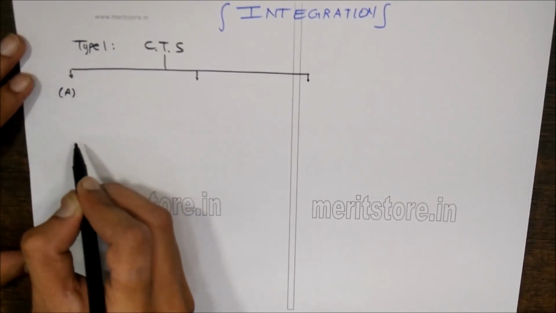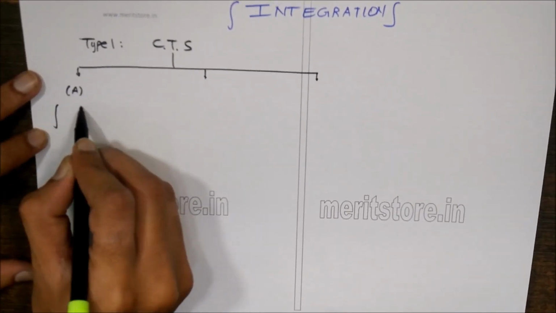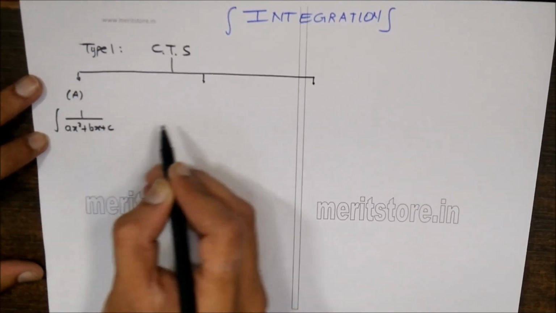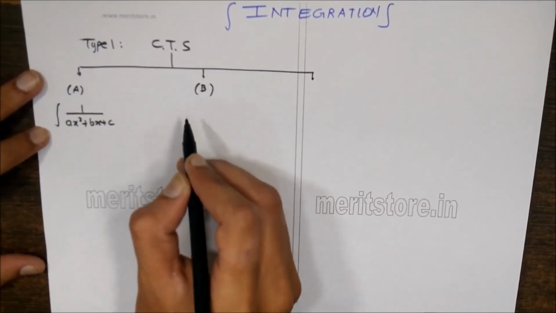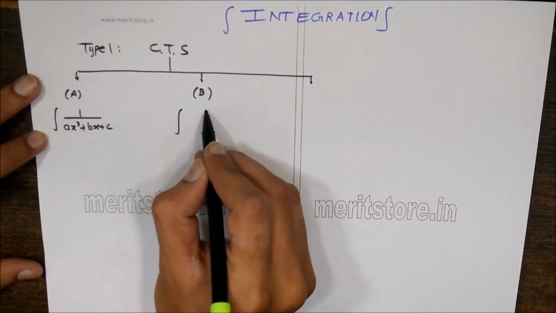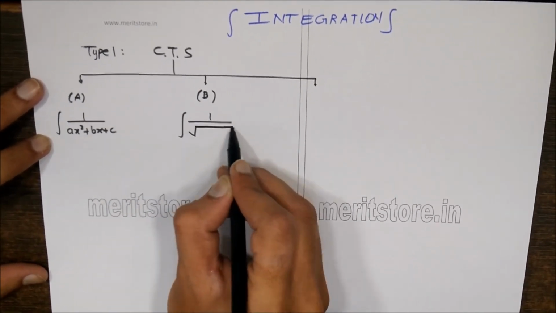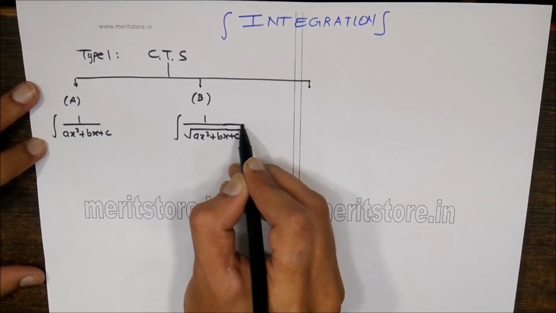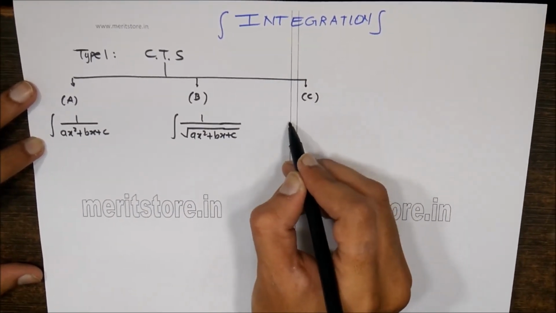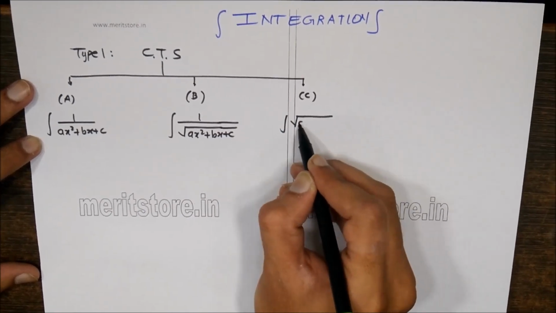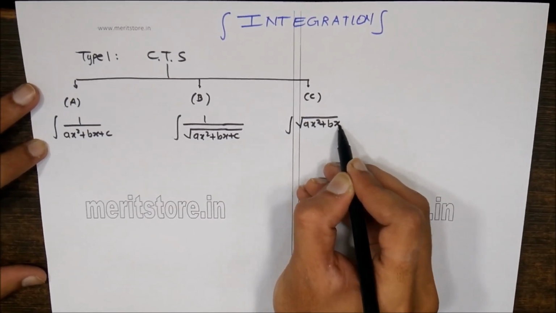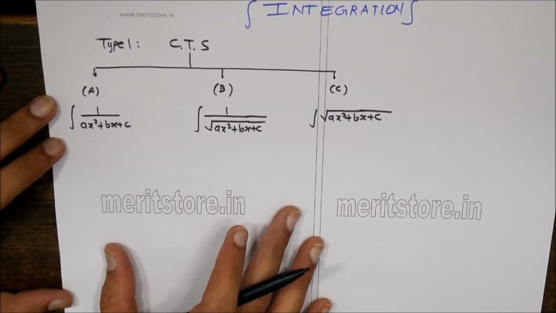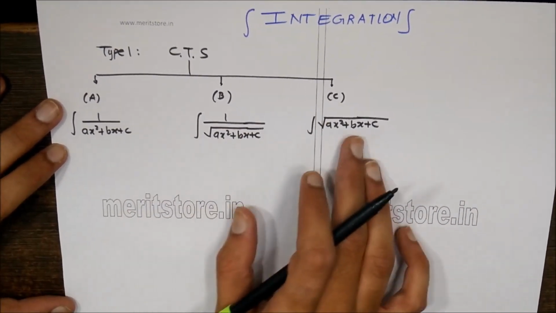CTS type A, which consists of the problem of the category 1 upon ax square plus bx plus c. CTS type B of the category integral of 1 upon root of ax square plus bx plus c. And CTS C of the category integral of root of ax square plus bx plus c. This type is the basis of all the other remaining types. We'll be picking up one example of each category today.